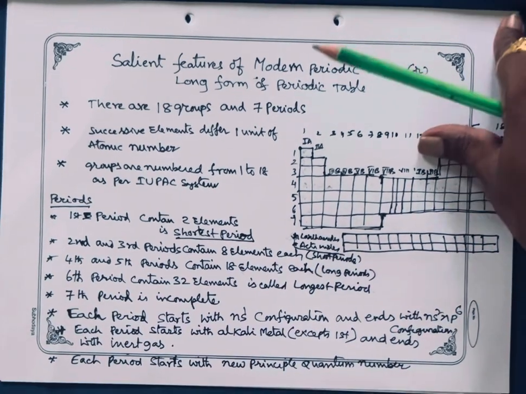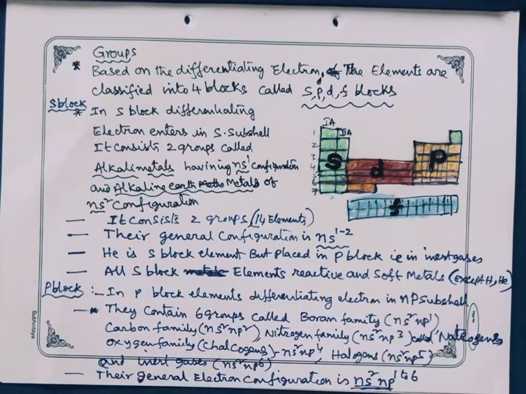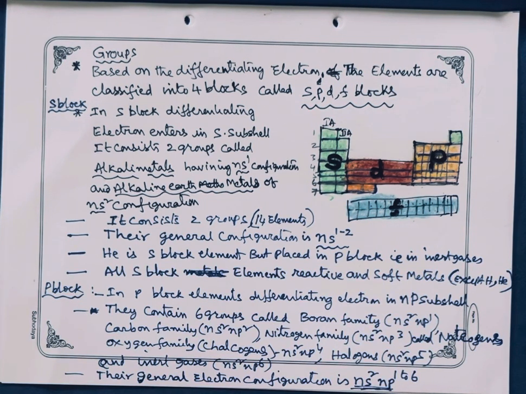Next, what will we see? Let us see the groups. Vertical columns are called groups. Here, the classification is based on the differentiating electron. Differentiating electron means the last electron that enters a subshell. So it differentiates this element from the next element, or this element from the previous element.